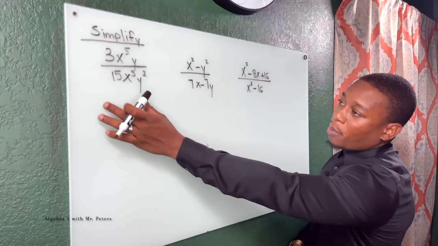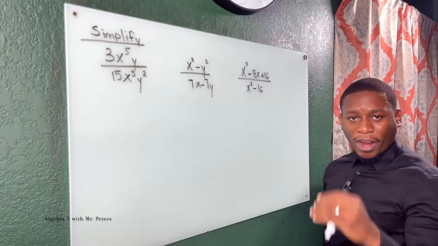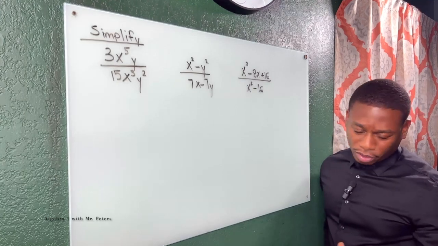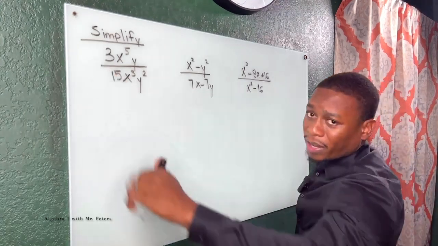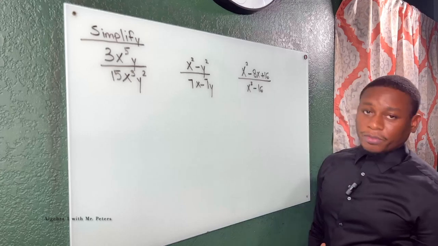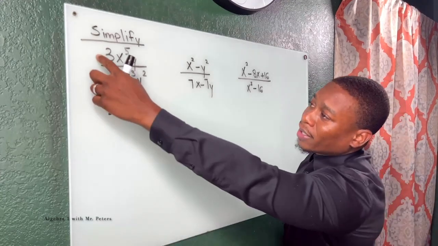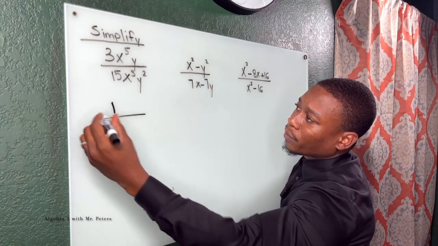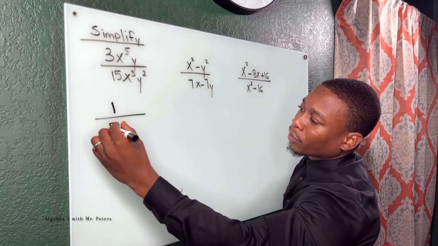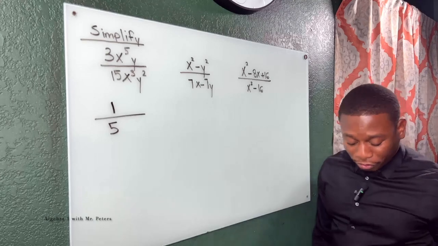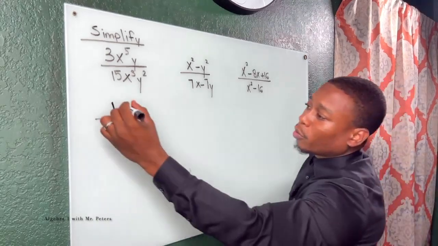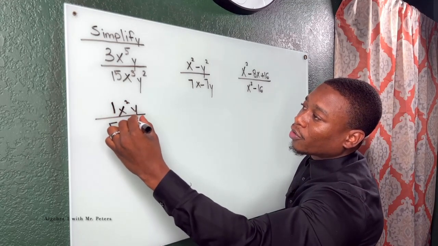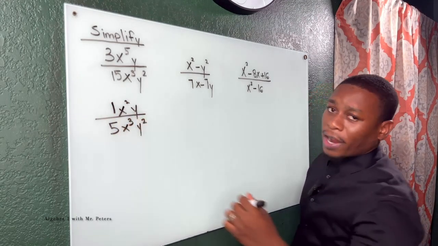In the first problem, just understand that we're talking about fraction rules, factoring rules, and exponent rules. So if you have a problem like this, always start off with the numbers first. So we could divide top and bottom by 3. That's going to give us 1 over 5 if we divide by 3. Then from that step, we can now focus on our exponents. In the quotient rule, we're going to have to subtract.